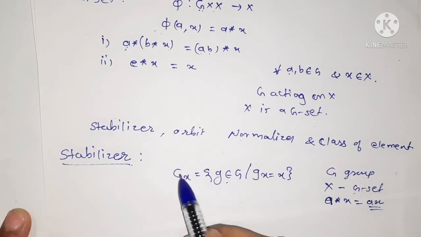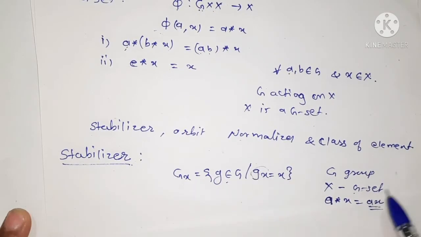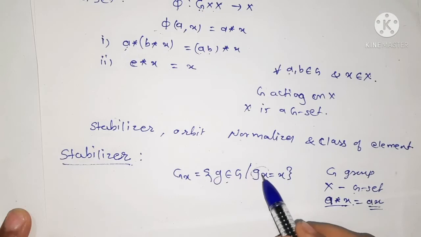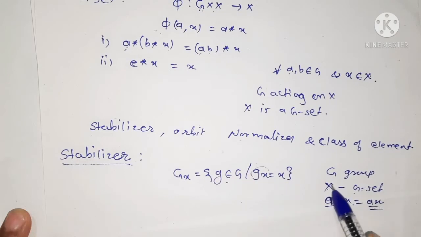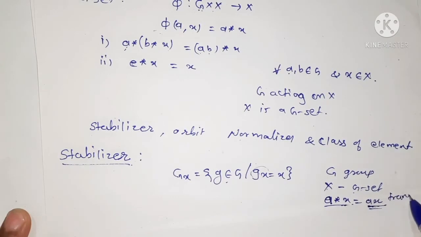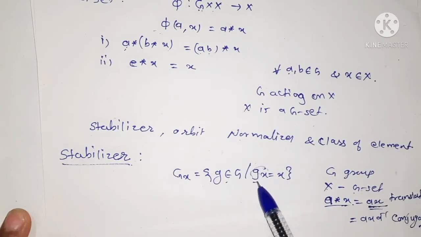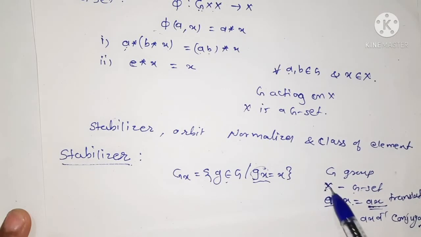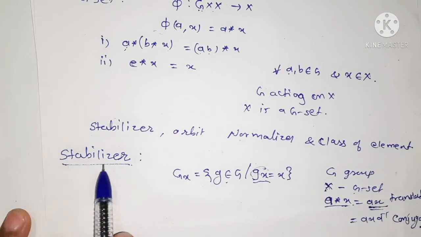Here gx is nothing but our a star x, that is, the operation applied on the G-set X. If it equals ax, then it is translation. If it equals a x a inverse, then it is conjugation, which we have seen in the examples. So remember that this is just the operation applied on the G-set X. So what is a stabilizer?